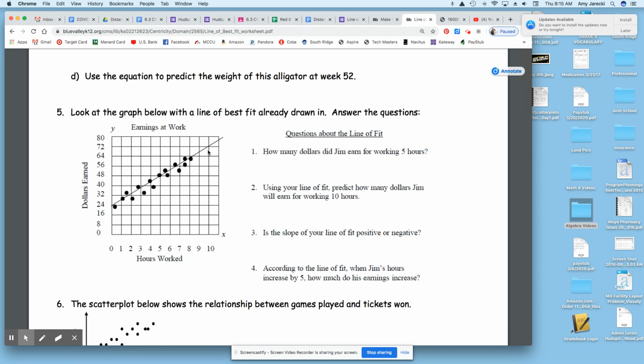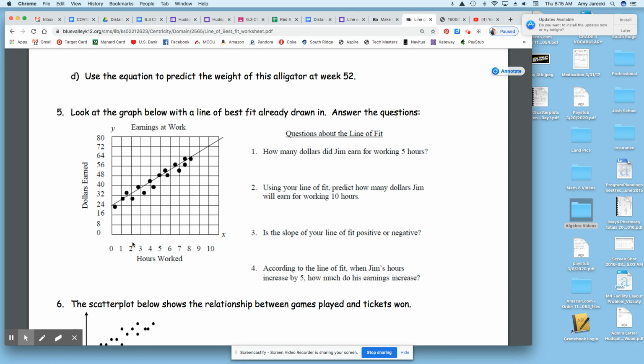Is it perfect? No. He might be a little above or a little below, just like every other point here. But he can give a good estimation and say, well, this job is going to be $72. That's what I'm comfortable doing. I might make a little bit more, I might make a little bit less, but that's a good estimation. Is the slope of the line positive or negative? We should all be experts at that. This is going up and to the right. That is positive.